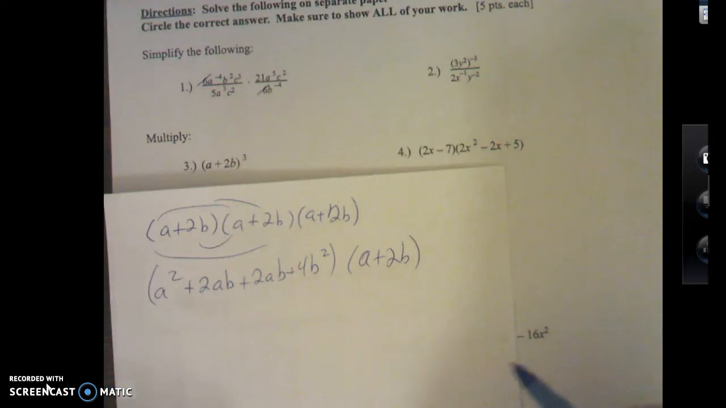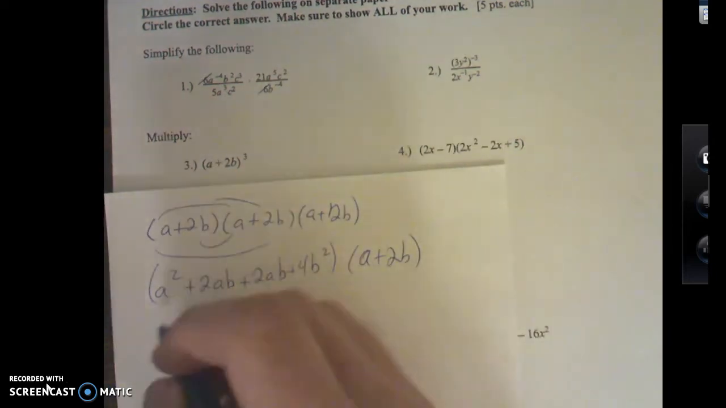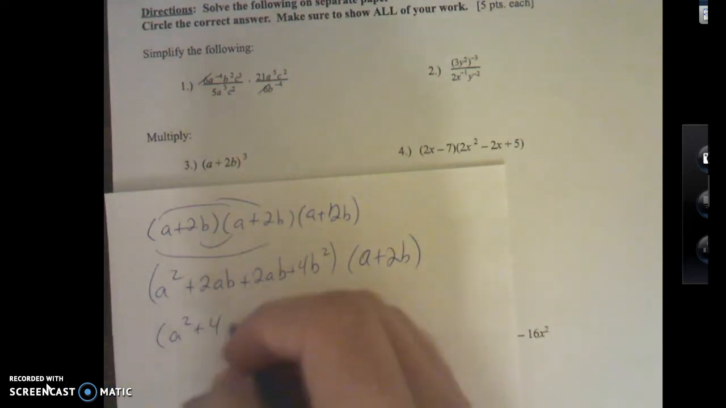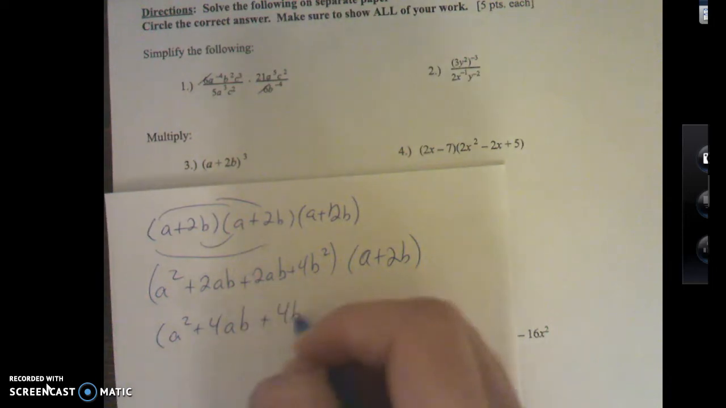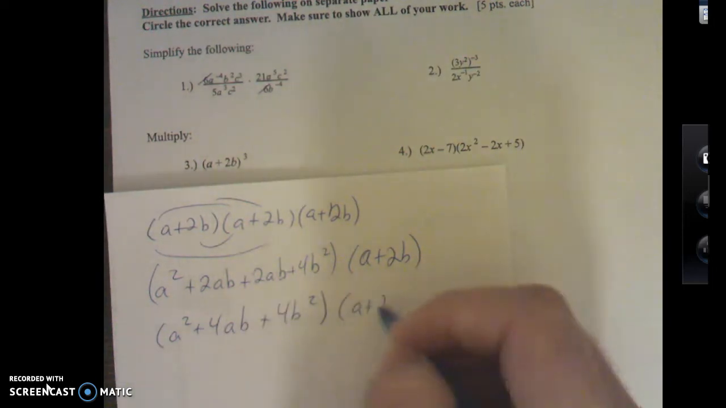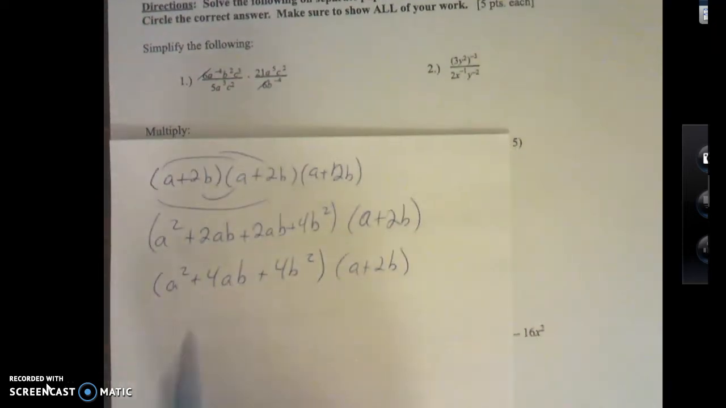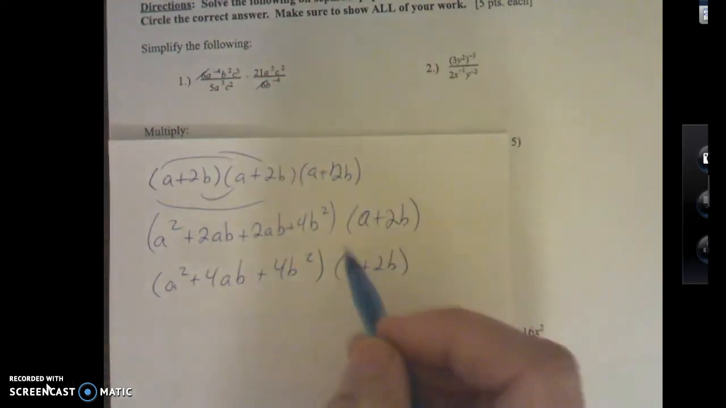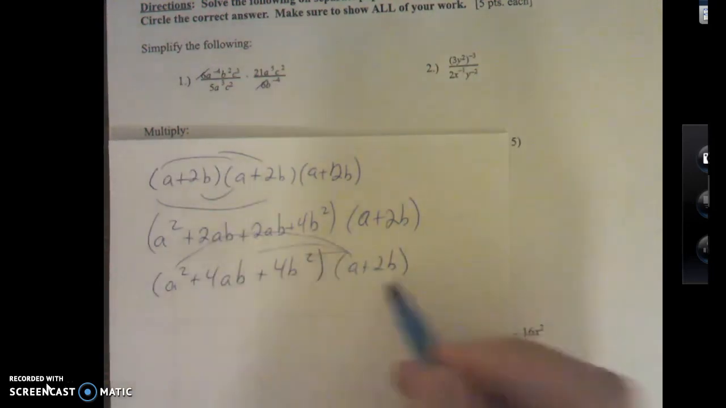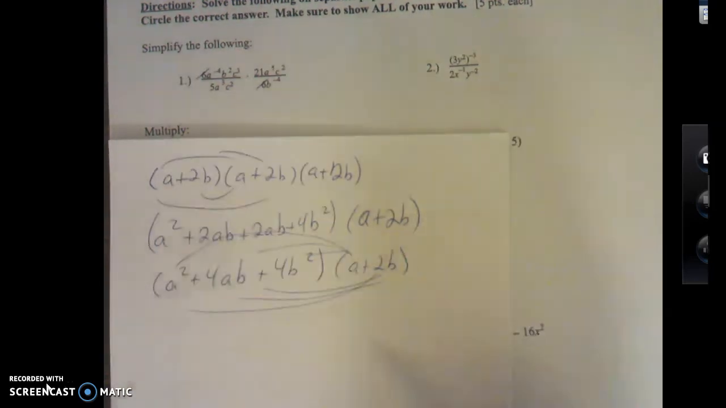Okay. So, these two are the same. I'm going to combine them together and get 4ab. Okay. So, what do I have now? I have a trinomial, 1, 2, 3, times a binomial, 1, 2. This a gets multiplied in all 3 things, and this 2b gets multiplied in all 3 things.